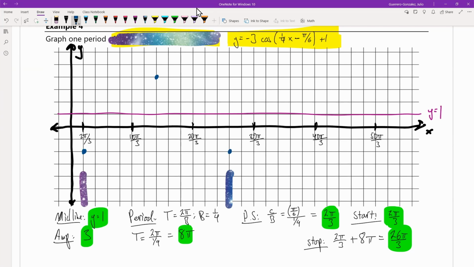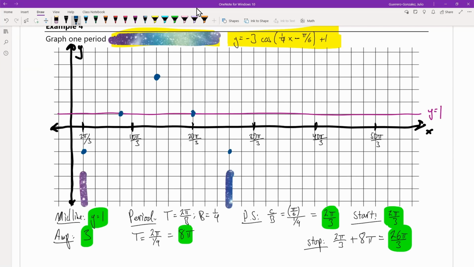Halfway between each of these 2 points, it should cross the x-axis. So there were 6 spaces, so 3 spaces. 1, 2, 3, right there. It should cross the x-axis. And then 1, 2, 3 should cross right there. And now I can repeat.